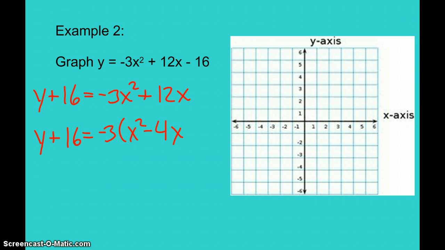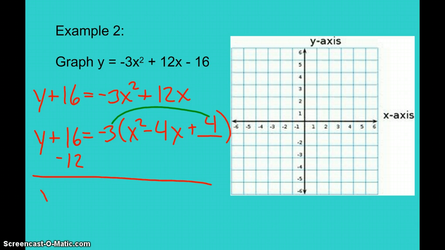I divided both terms on that right side by -3. So now I have my completing the square situation. I've created my blank inside my parentheses. So I go ahead and complete the square by taking half of the middle term and squaring it, and I'm going to add 4 on that right side. But because that 4 is inside the parenthesis, it's really 4 times -3. So when I go to add to the other side, I'm going to add -12 to the other side because 4 times -3 is -12.